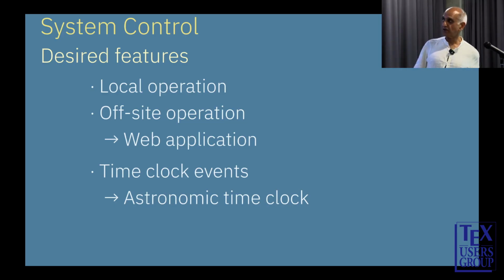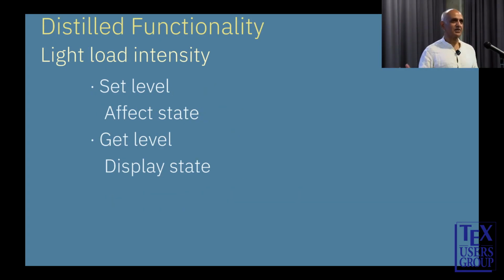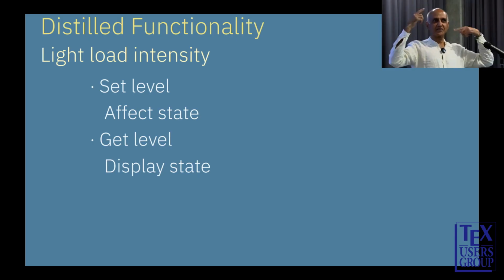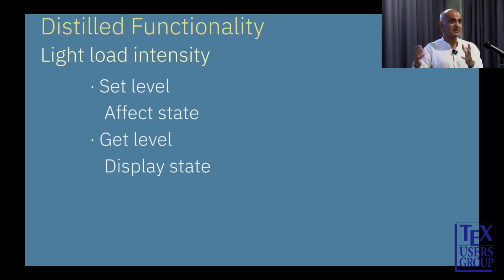The desired features are local operation, offsite operation, time clock events. The distilled functionality, basically all you want to do is set the light level somewhere in the field, or get the light level and display its state. Now, I can already see those people who haven't gotten bored. Your VMs are spinning up behind your eyes. Docker, Podman, Nginx, Apache, Postgres, MariaDB, Flask, Laravel, the full gamut. LibSocket, or maybe Carl and I probably still have our copies of W. Richard Stevens' network programming. We're thinking, oh, we'll just do it in C.